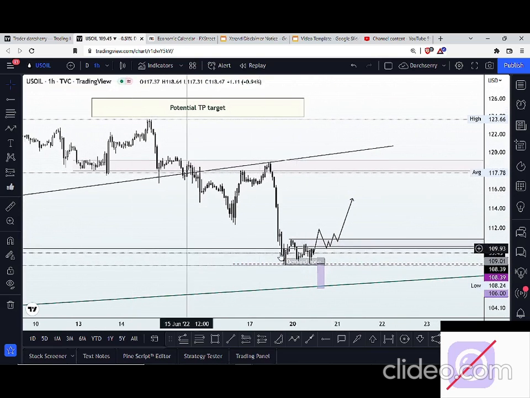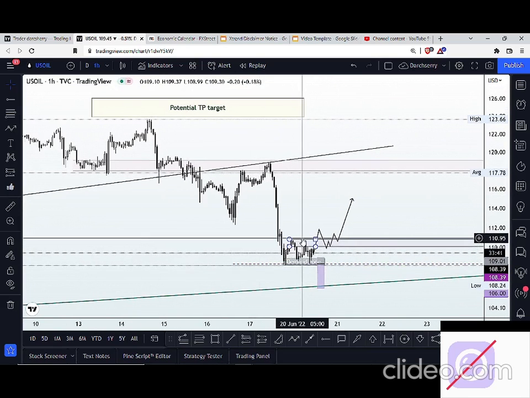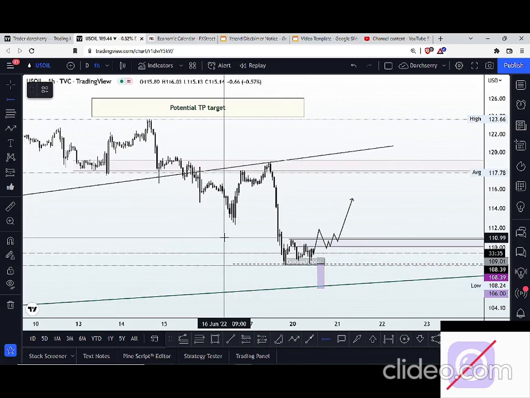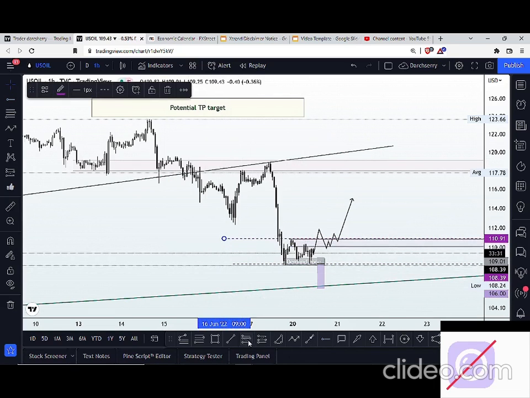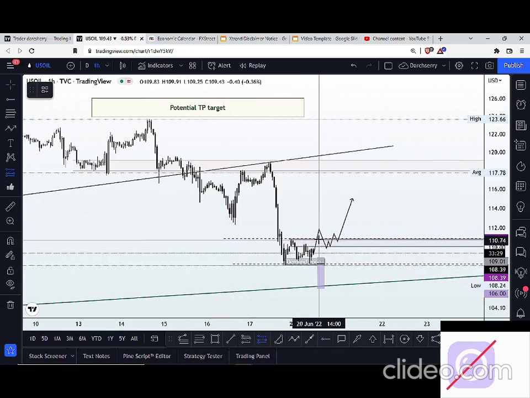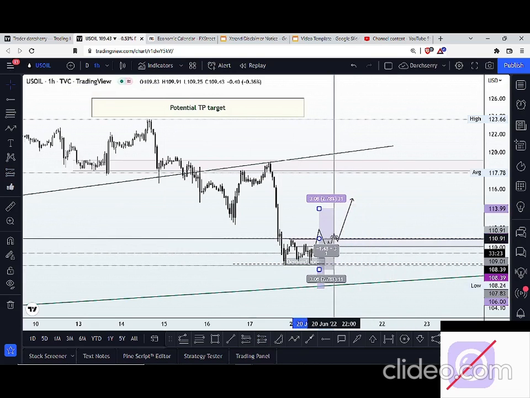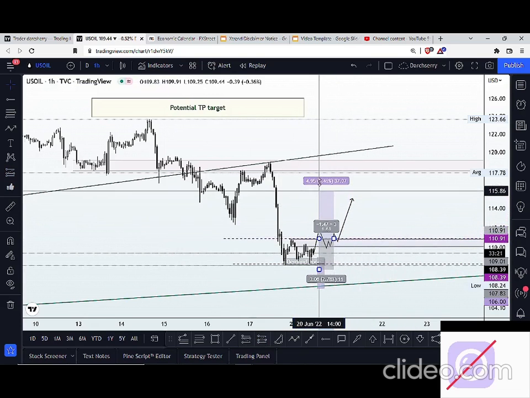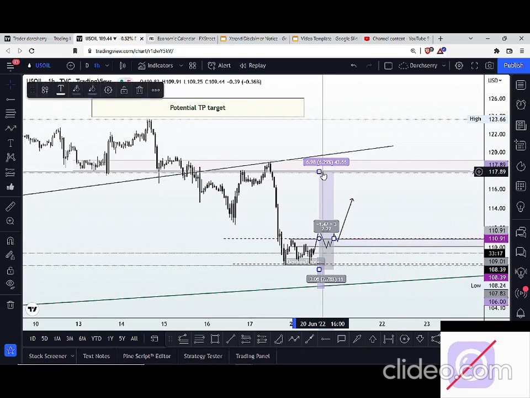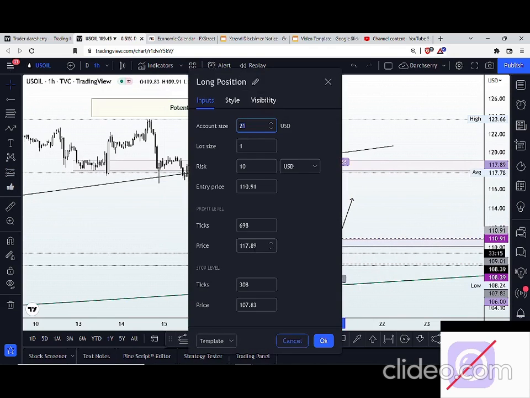So if price breaks out of the $111 area, we want to have our entry right above this range, where we'll be looking for confirmations in the form of a retest of structure on our lower time frame to join the potential move to the upside. Personally, I want to be placing my take profit target at the previous area where price was at last week, and let's see what happens.